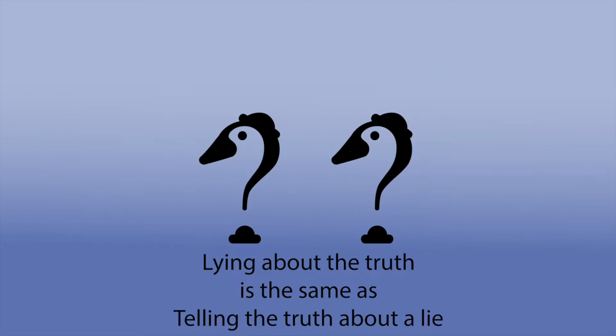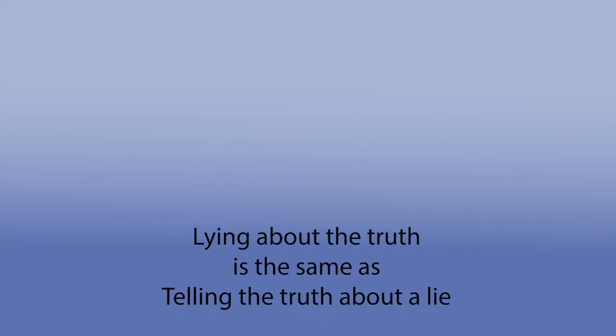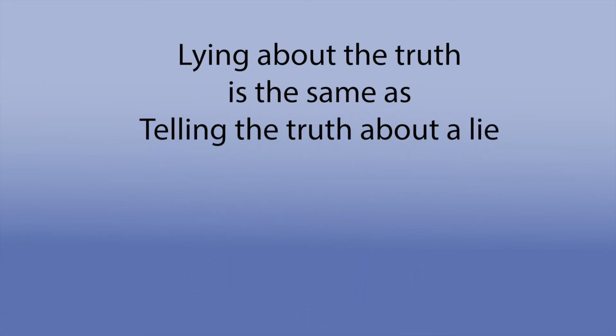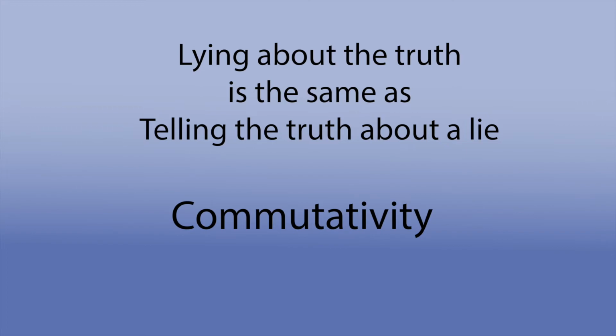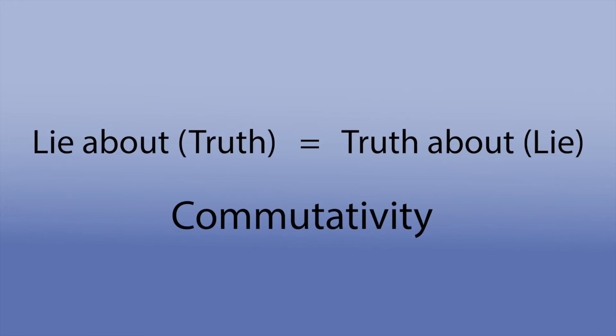The details of the doors and the guards are really just dressing over a fundamental logical truth, the notion of commutativity. Commutativity just means that the order of some operations doesn't matter. You're probably familiar with this in terms of multiplication. 3 times 4 is the same as 4 times 3. It turns out that lying and telling the truth are commutative operations too. It doesn't matter if you're lying about the truth or truthfully repeating a lie, the end result is the same.